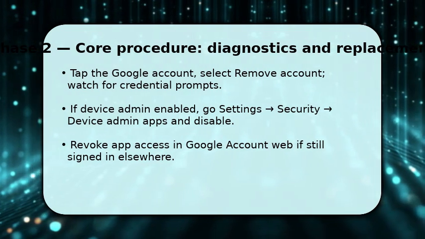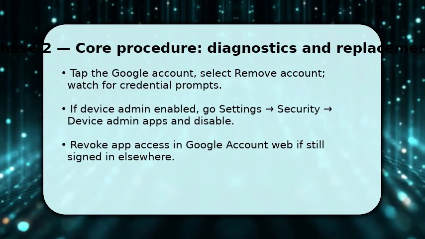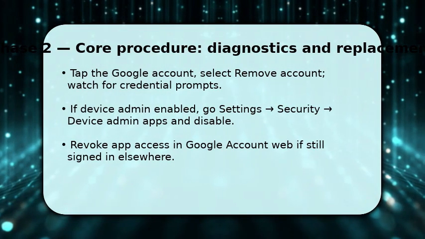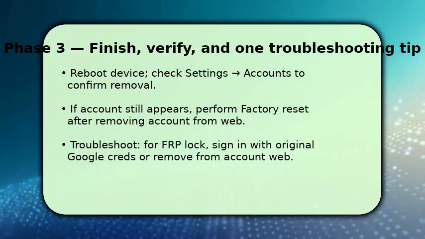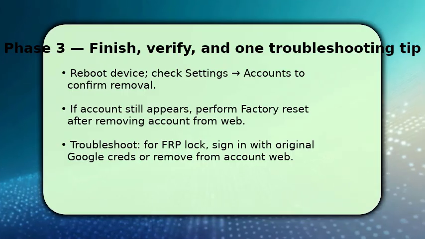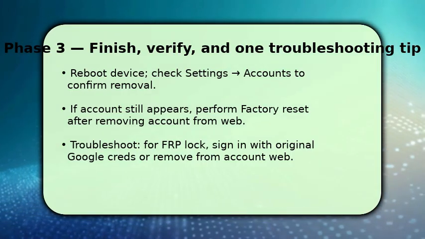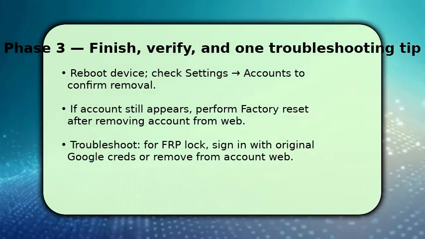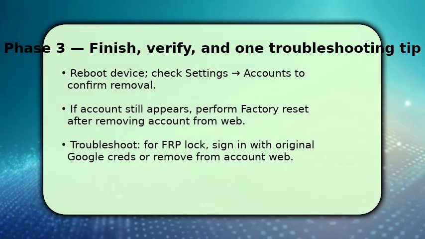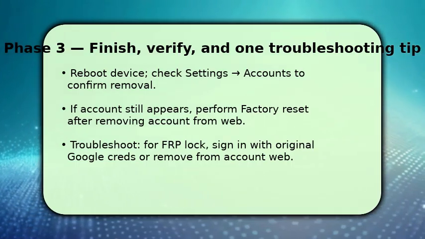After removal, reboot the phone and verify in Settings, Accounts, that the Google entry is gone. If the account persists or the device requires verification at boot, remove the account from your Google account via My Account, Google.com before doing a factory reset, then perform the reset from Settings, System, Reset options. If factory reset protection blocks you, the troubleshooting tip is to sign in with the original Google.